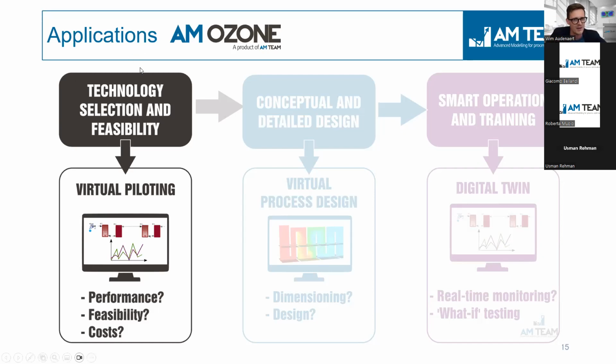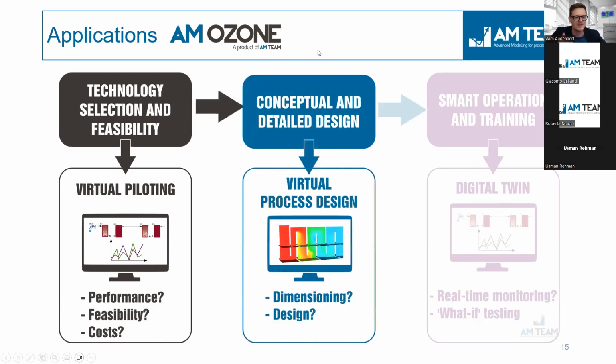Well, the first one is in the planning or exploration phase. So we look at technology selection and feasibility. In this stage, we call this virtual piloting. So we are completely or partially replacing on-site piloting by computer simulation. And in this case, the questions you have are performance, feasibility, and the costs of such a potential future plant. Then once the decision is taken and people go into the design stage, we help apply the model in conceptual and detailed design to really have a well-functioning process, because fixing a reactor design once it's built is very difficult.